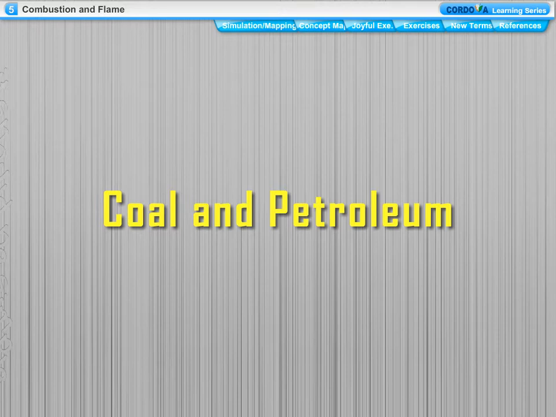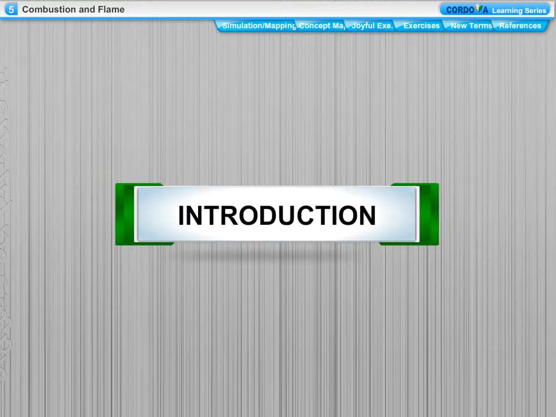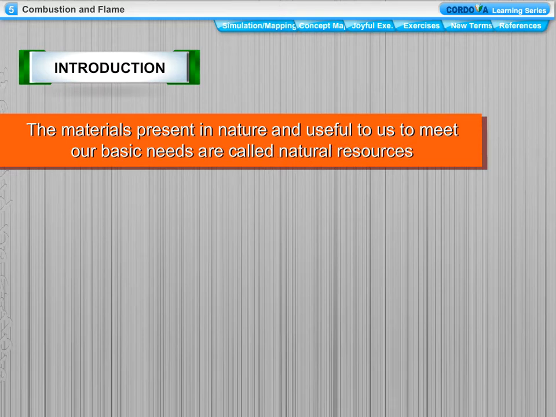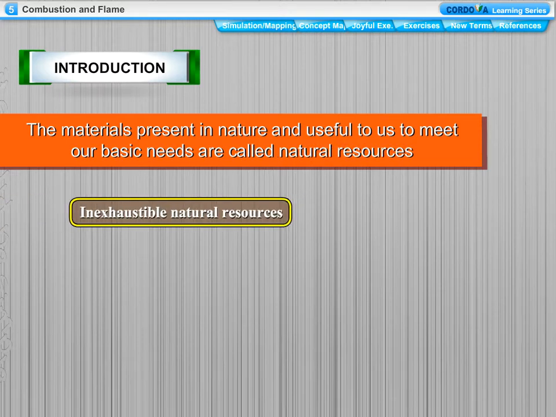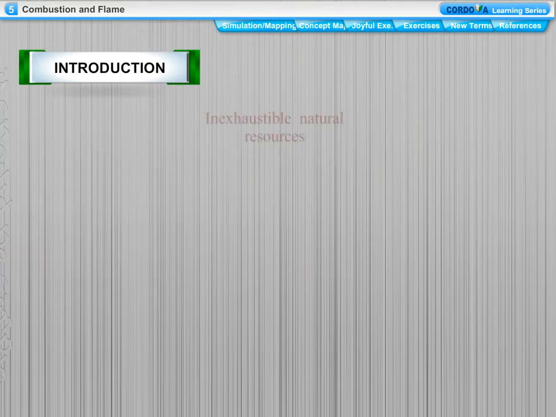Chapter 5 Coal and Petroleum. The materials present in nature and useful to us to meet our basic needs are called natural resources. Inexhaustible natural resources. Exhaustible natural resources.